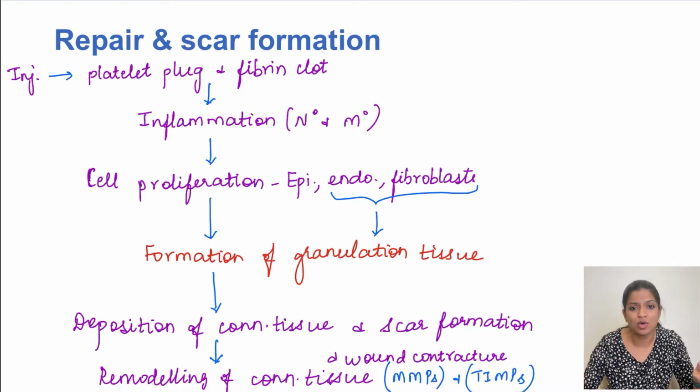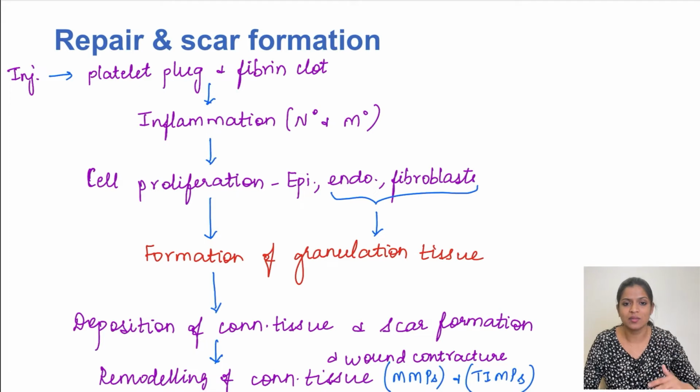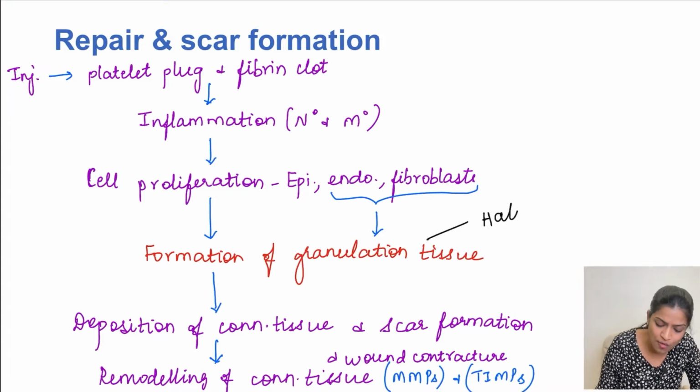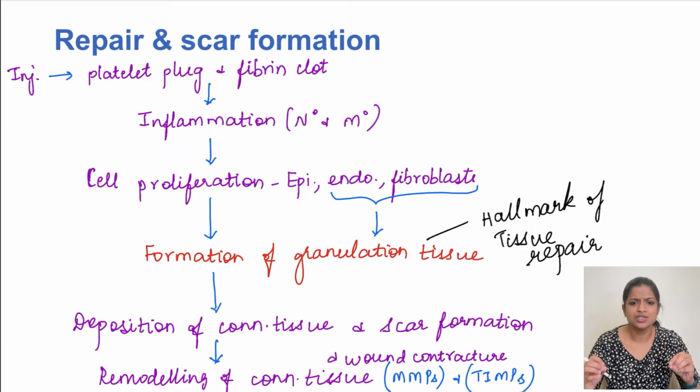Other than that, fibroblasts. Fibroblasts are the cells responsible for the formation of the scar. So all of these cells are going to proliferate. Then the next step will be the formation of granulation tissue. Granulation tissue is the hallmark of tissue repair. We all must have seen it: when you develop any wound, you see some pinkish fleshy material, no? That is nothing but the granulation tissue. This stage occurs before the scab formation. So next time you get a wound, do check it, okay?